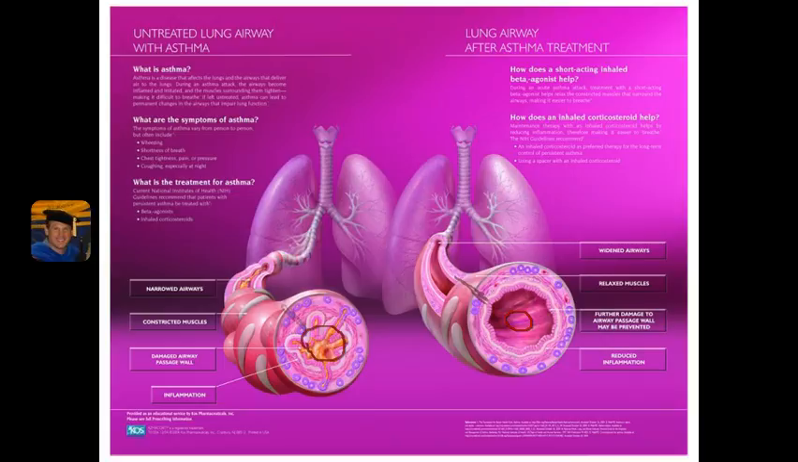And then on top of that, you're going to fill up that bronchus with mucus. All of those things are going to cause decreased airflow through the bronchus. And that is the mechanism for asthma and chronic bronchitis.